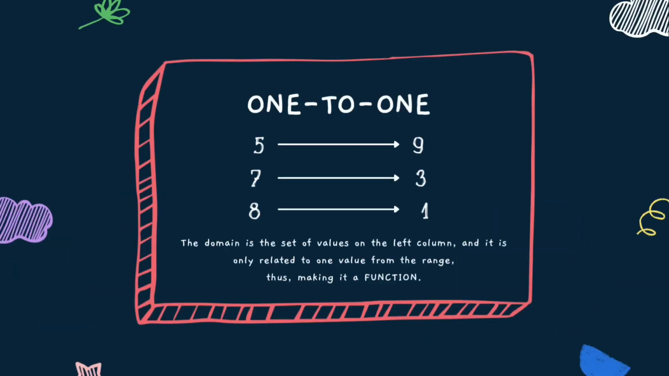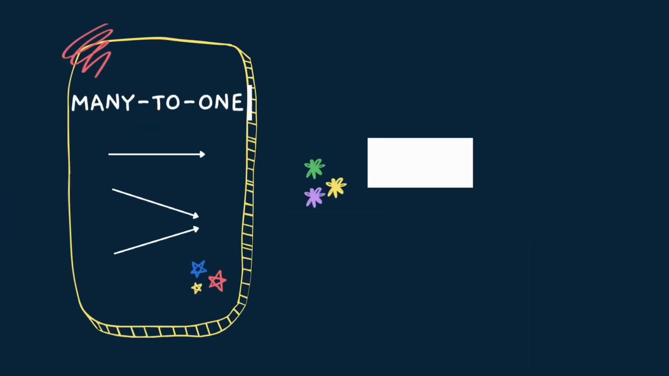For example, in this picture, you can see the one-to-one relation. The domain is the set of values found in the left column. In this case, you can see that the domain is only related to one value from the range. Thus, this is a function.